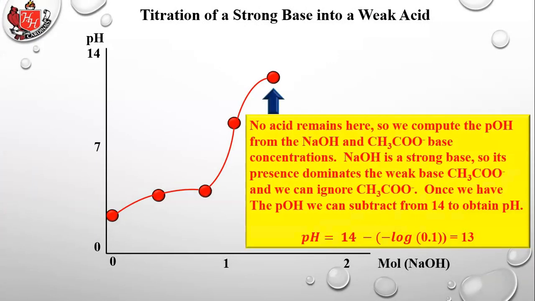Okay, and there we are. So no acid remains here, so we compute the pOH from the NaOH and CH3COO- base concentrations. Since sodium hydroxide is a strong base, its presence dominates the weak base, the acetate ion, and we can ignore the acetate ion. Once we have the pOH, we can subtract from 14 to get the pH. So there we are.